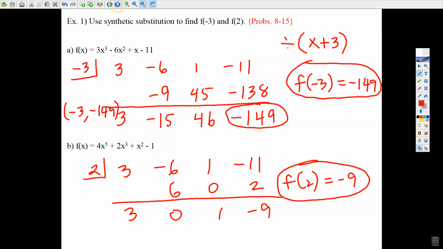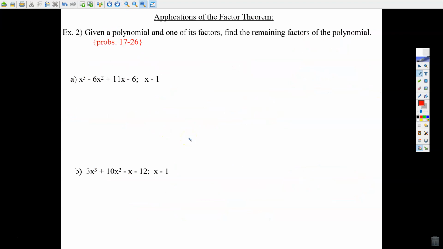All right, so let's move on to the factor theorem. What does the factor theorem say? Well, we can also use synthetic division to come up with all of the factors of a particular polynomial. Factors just means what are the binomials and or trinomials that would multiply together to give us this. Well, they're going to give you one of those factors. It's our job to find the other two. And we're going to use synthetic division to get those factors.